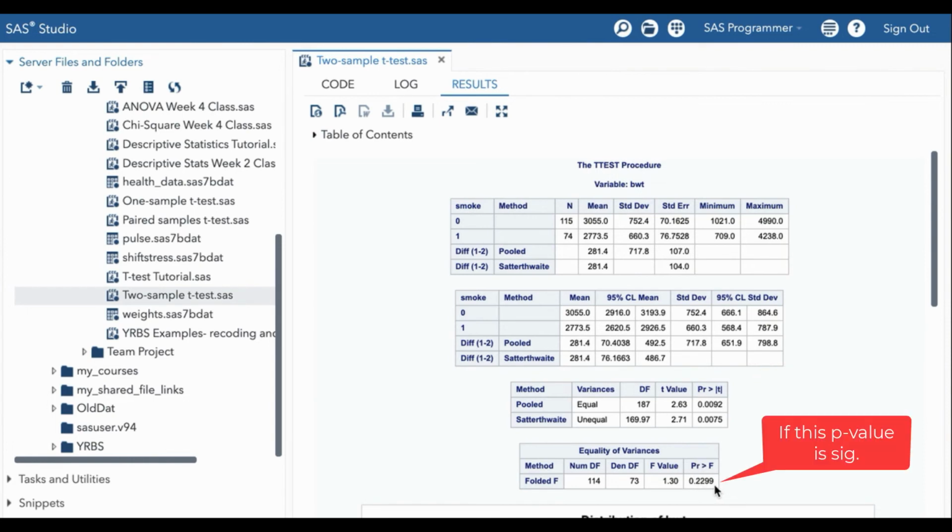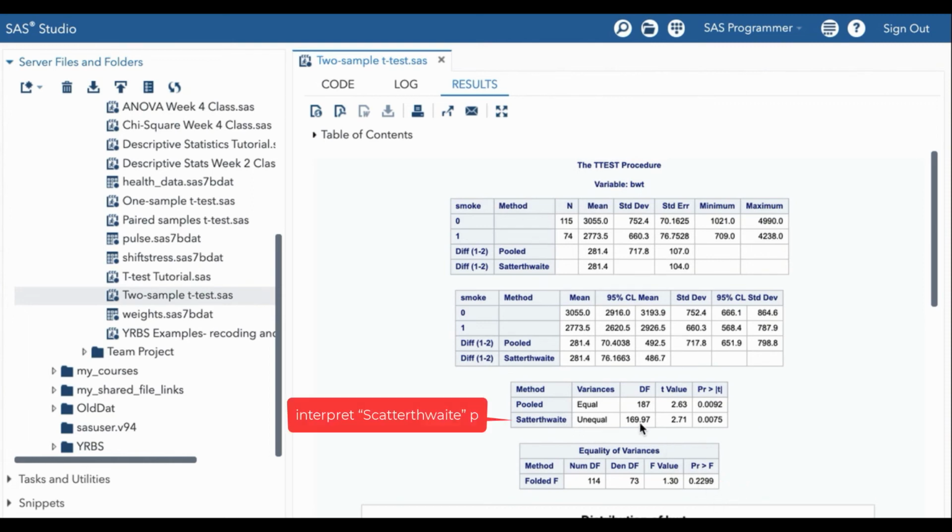If the equality of variances p-value was significant, if it was below our alpha of 0.05, then we would need to interpret the unequal variances p-value, which is 0.0075. In this case, it doesn't make that much difference, but them's the rules.